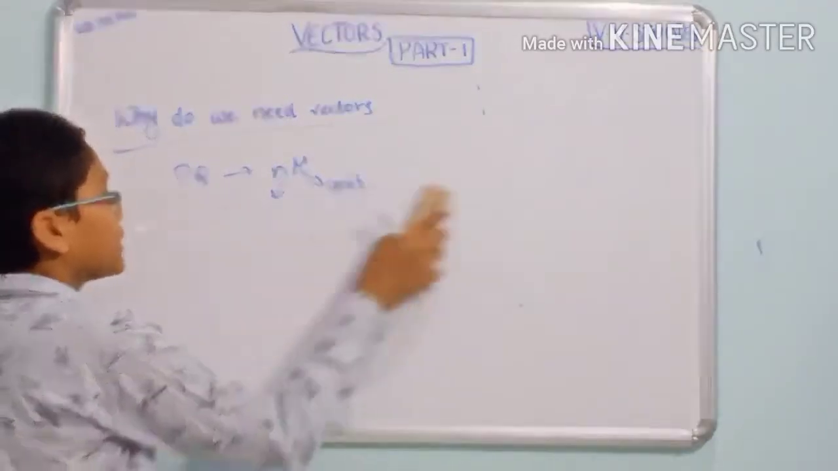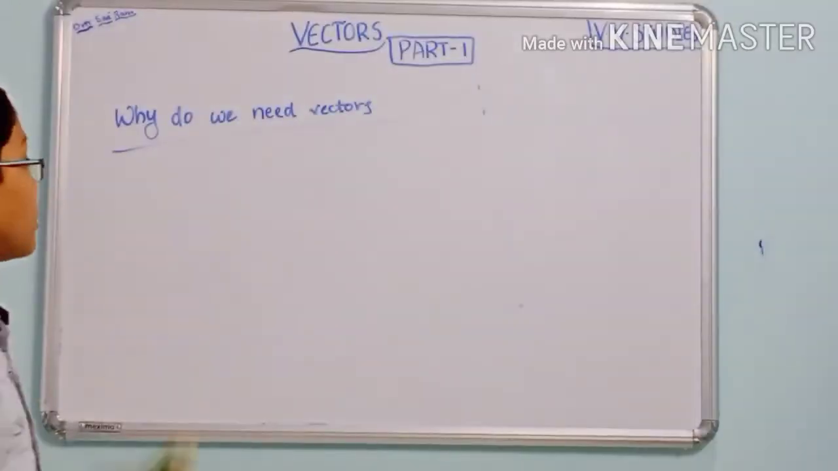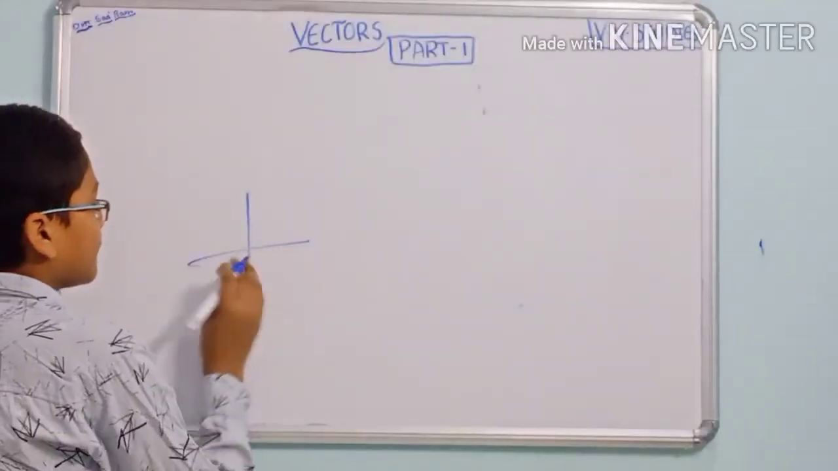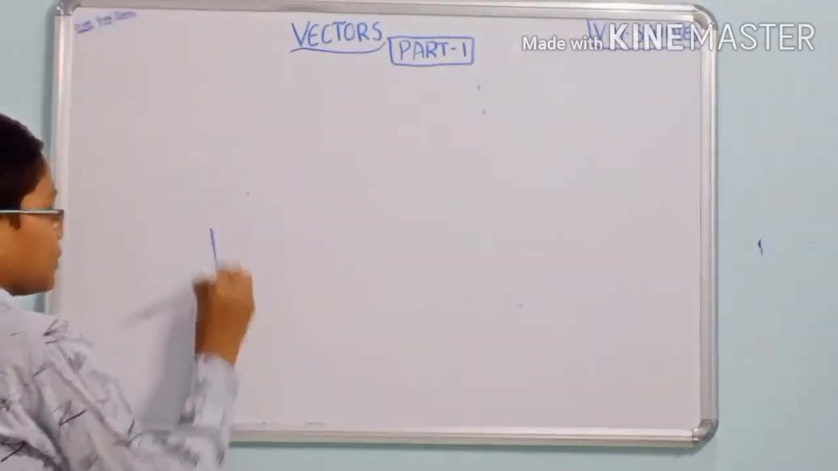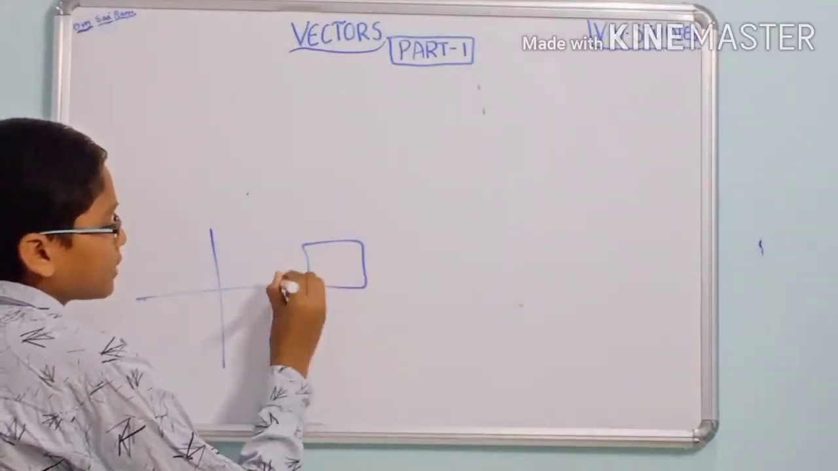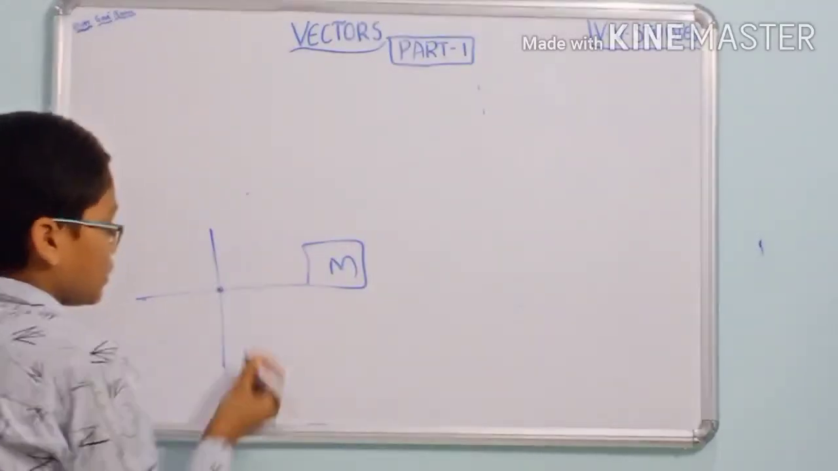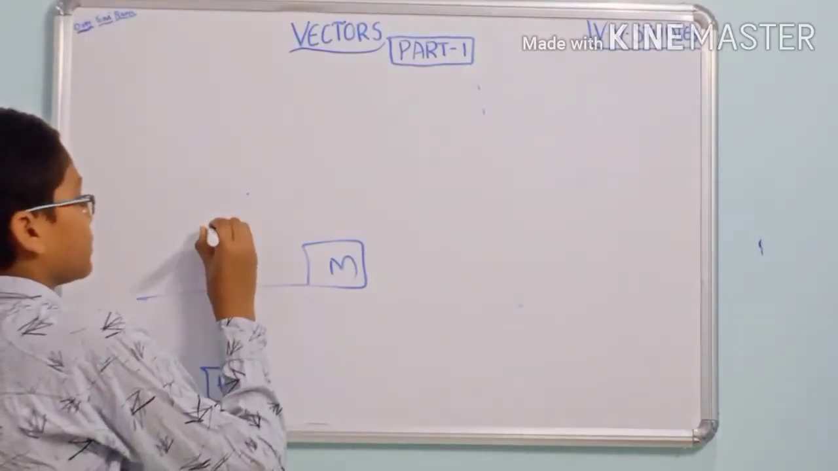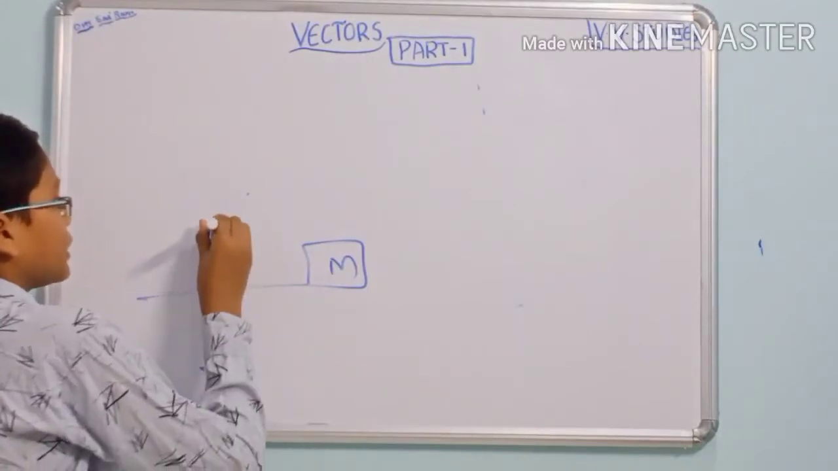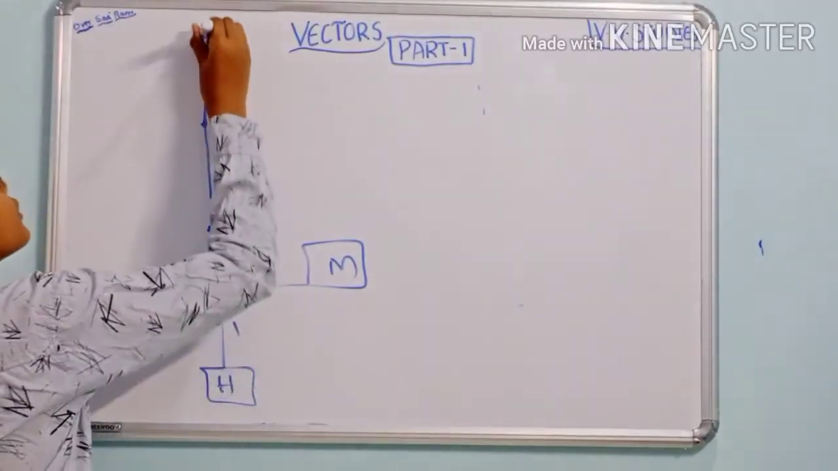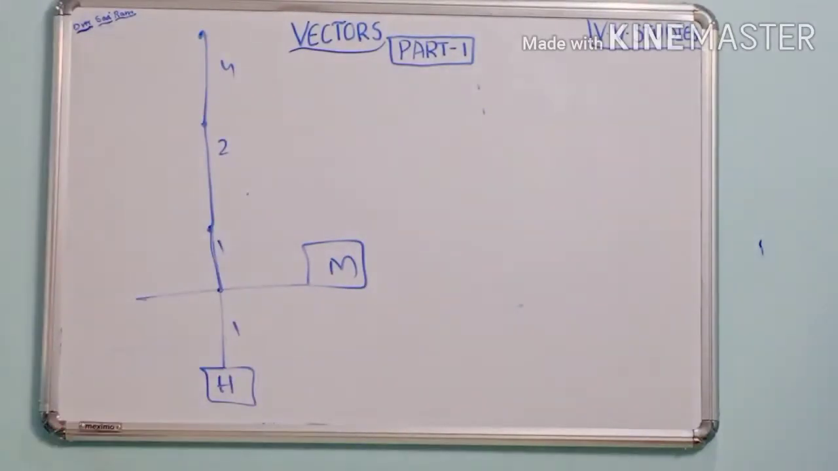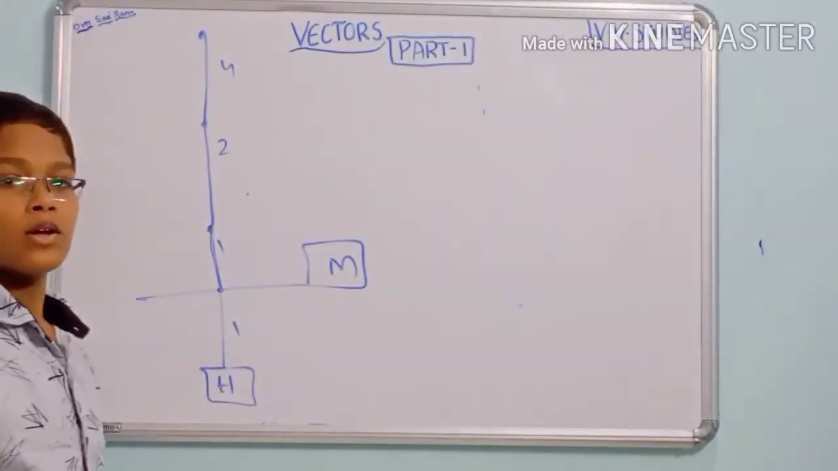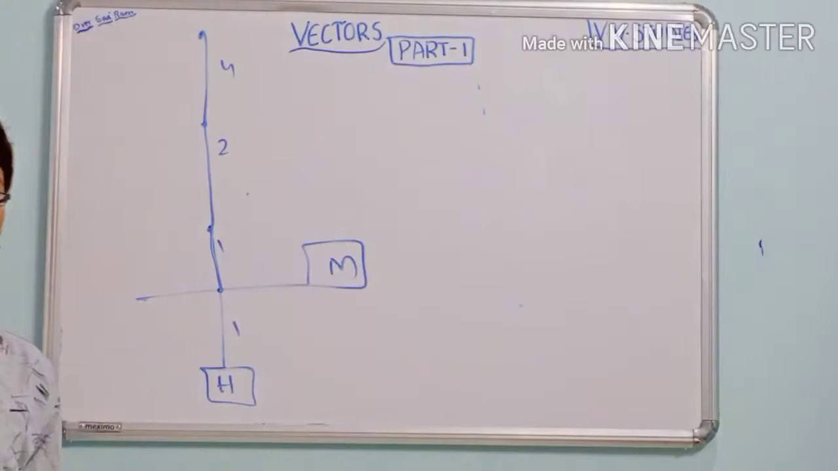Understood? Why do we need vectors? This is the market. This is your home. You went first 1 kilometer. Again 2 kilometers. Again 4 kilometers. This is the problem you should not face any time. By knowing the direction, you can go anywhere. Understood? Please take a look at this.